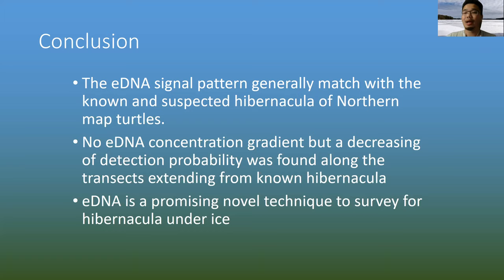If you have a positive signal, you basically narrow down your further search to a portion of the lake. Instead of visually searching or diving the entire lake, you can use eDNA to give you a better idea where turtles might be hibernating. Then you can do a further detailed search. So that comes out as a merit of the study, that you can use very simple methods. You take a cup of water under the ice and just look at the water.